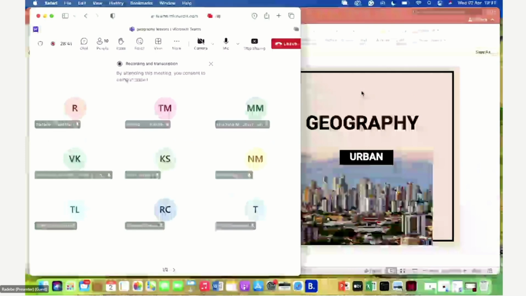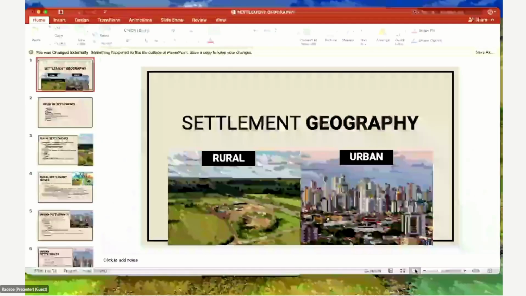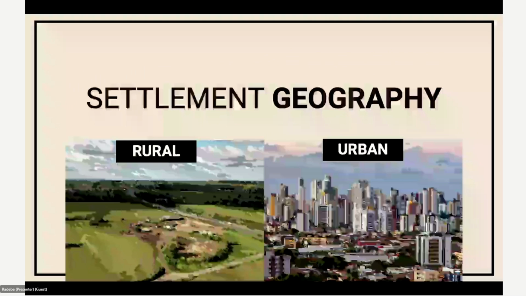Now, colleagues, let's make sure that our learners have also exam guidelines. Just make sure your learner at your school is having exam guideline always. Let's start, colleagues. Settlement geography. We'll be looking at settlement geography, but specifically rural and urban settlement, both of them.